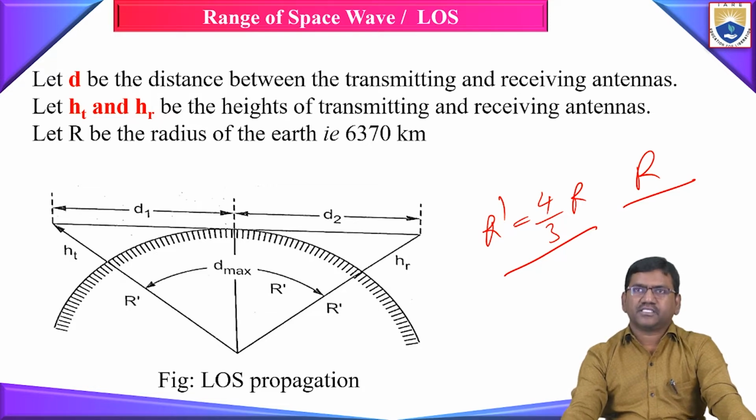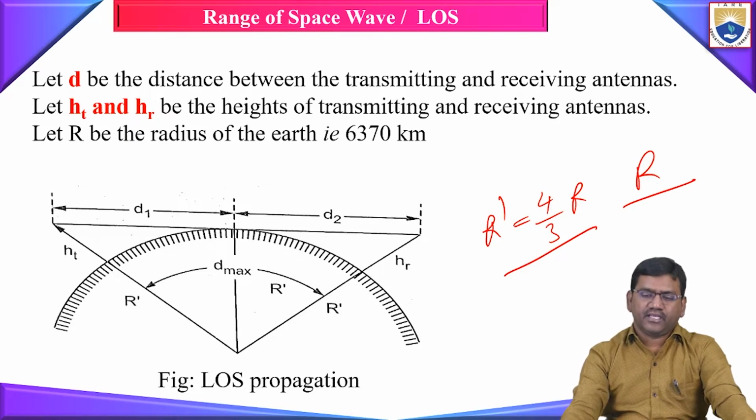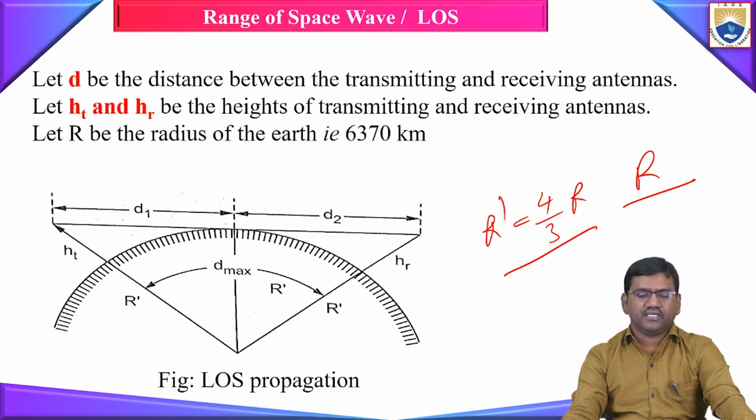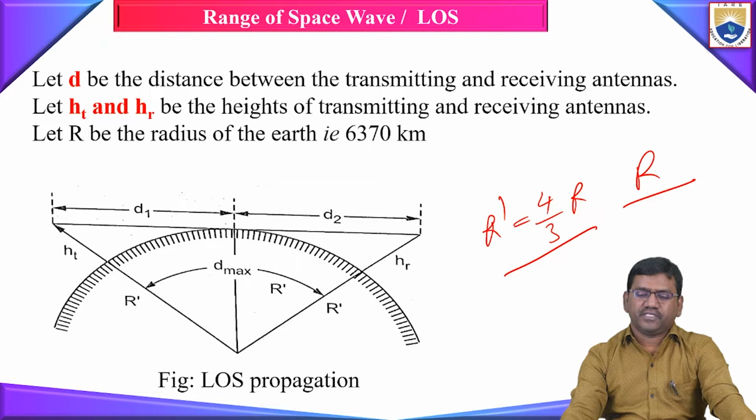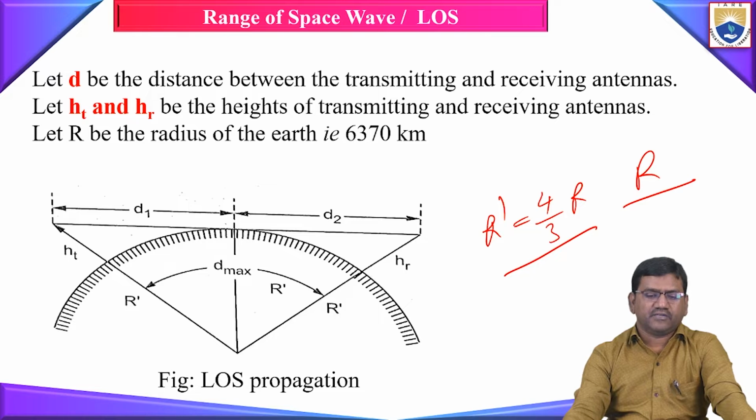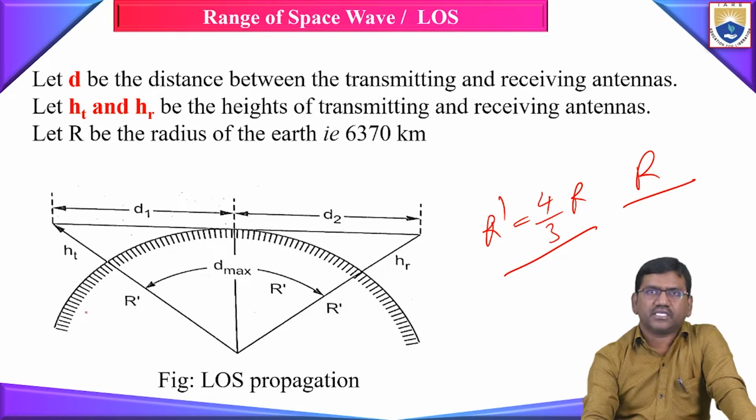Here capital R represents the actual radius of the Earth, and R dash represents the radius when the signal is propagating over the curved surface of the Earth. So there is a factor of 4 by 3 between the actual radius and the curved surface radius. Let us assume here there is a curved surface of the Earth, as shown in the figure.